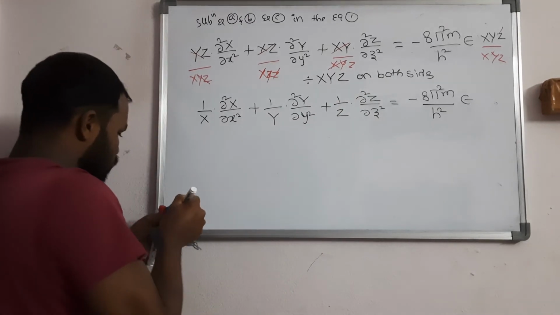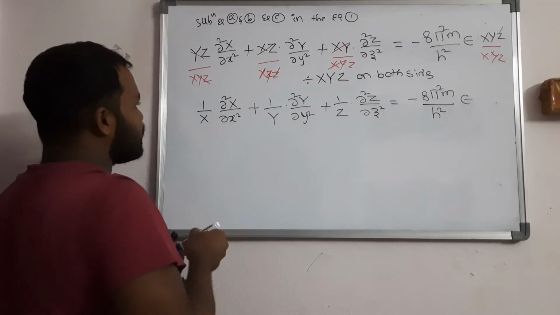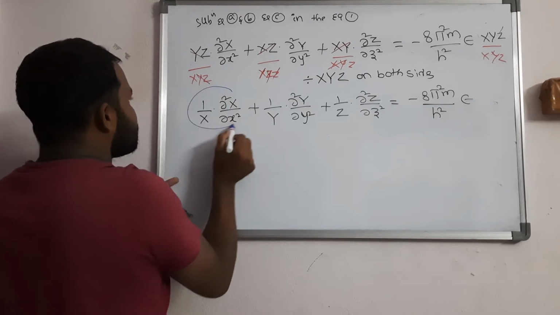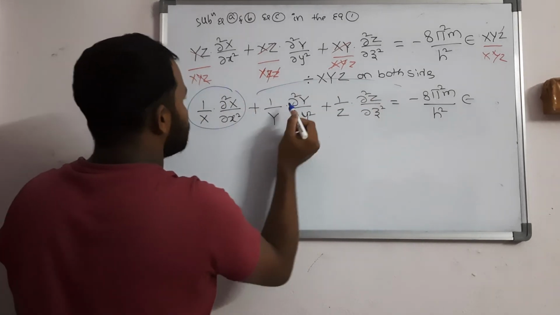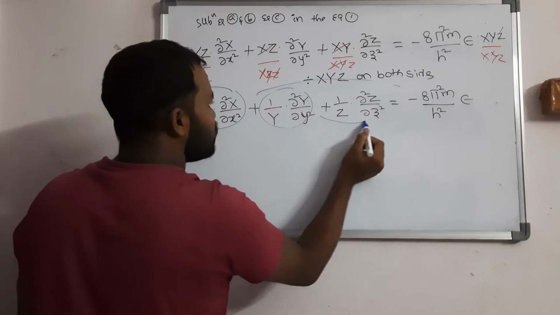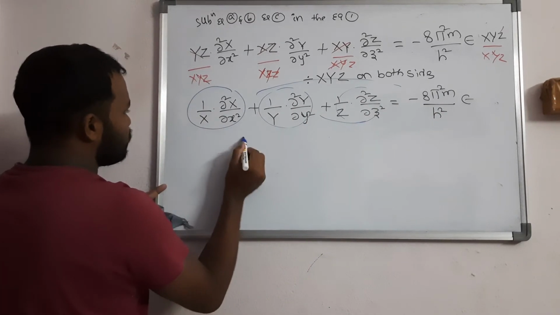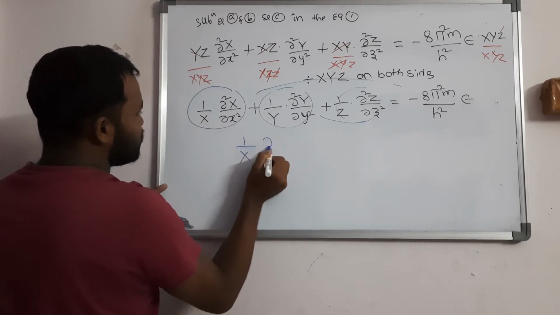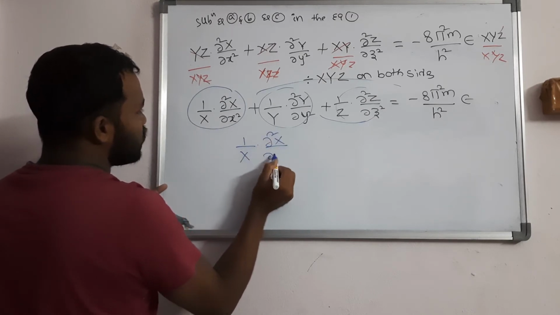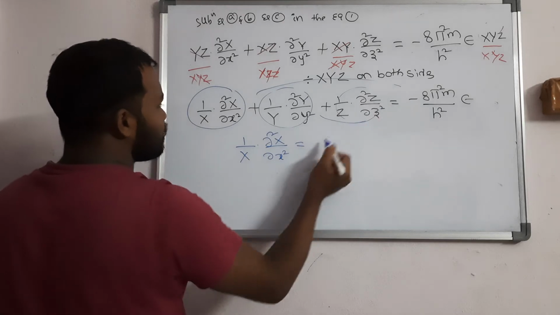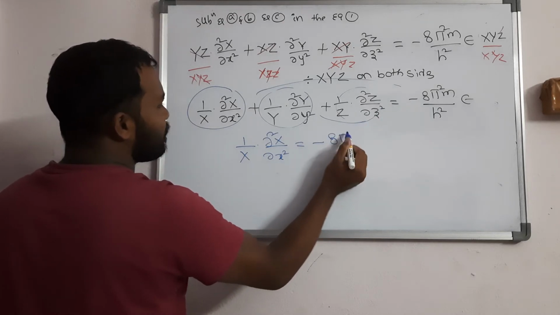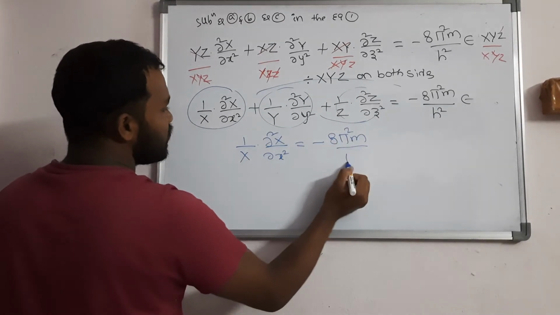Now what will you do? Equate each term with this value. First I am going to take one term, that is 1/X into ∂²X/∂x², and now I am equating it with minus 8π²m/h² into E.